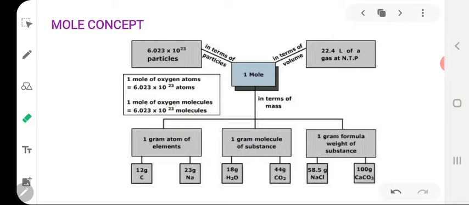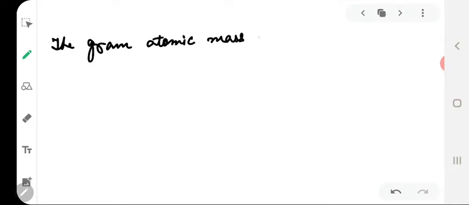Now, when it comes to representation of one mole in terms of mass, this was something that we had discussed in full detail in our previous lesson. So, we shall proceed from this particular point. The gram atomic mass of carbon is 12 gram. You have studied about atomic mass. So when it is expressed in grams, it is gram atomic mass. So gram atomic mass of carbon is 12 gram.